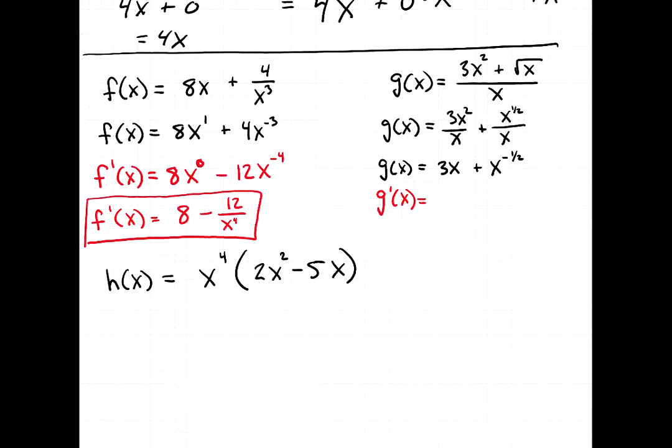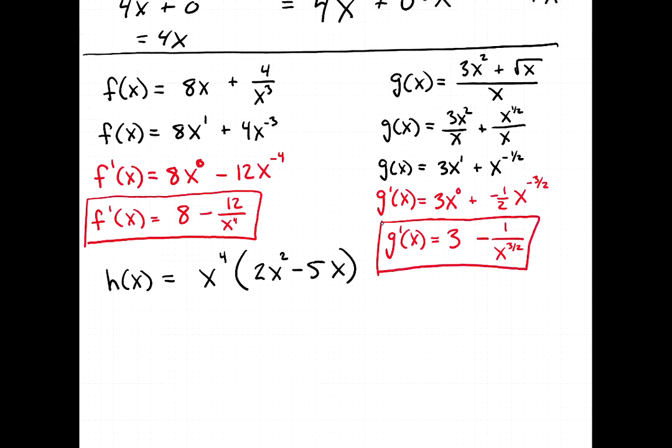So that's 3x to the 1st power. So 1 comes out front, 3 times 1 is 3, and then the power drops by 1. And then for the second term, the negative half comes out front and then the power drops by 1. So we're down to negative 3 over 2. So again, x to the 0 is 1, so that's 3. That'll be a minus, and we can move this negative exponent to the bottom of the fraction, so that's 1 over x to the 3/2 power. All right, looks good.